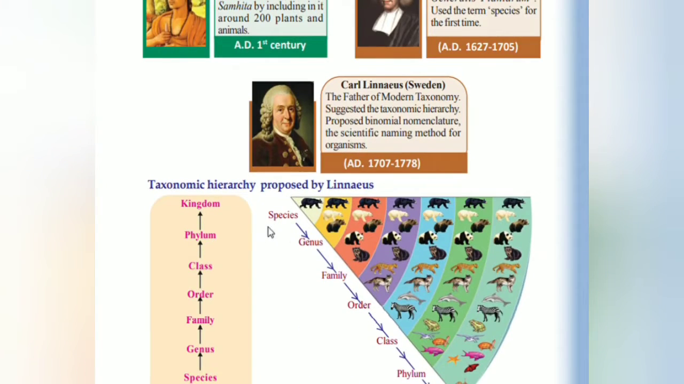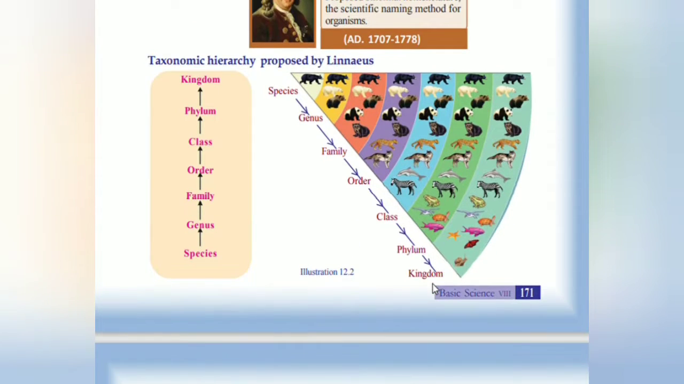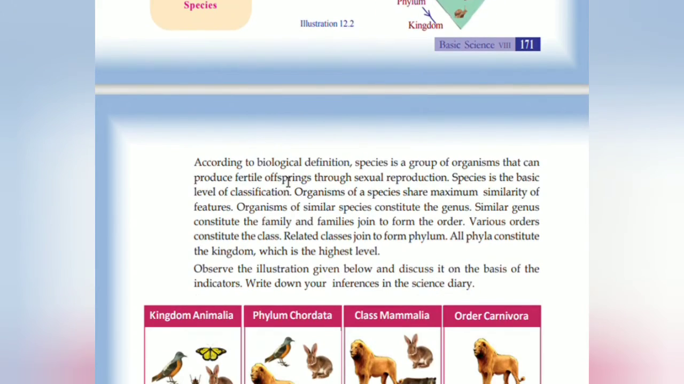See here, in a species we are considering one organism. Genus consists of this same category. Family includes all organisms that are included in this genus type. We categorize them into order, then class, phylum and kingdom. According to the biological definition, a species is a group of organisms that can produce fertile offspring through sexual reproduction.